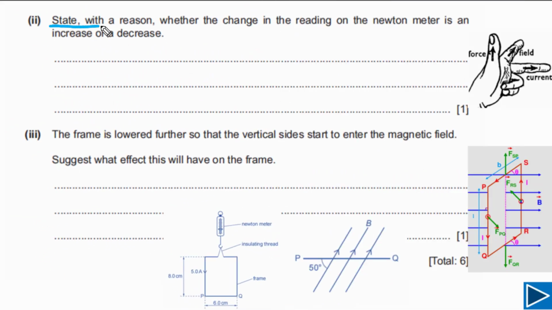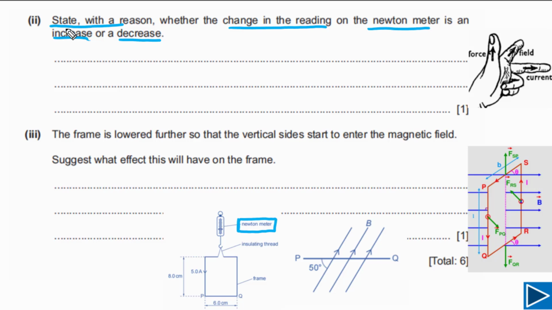For the second part, we need to state with a reason whether the change in the reading on the Newton meter is an increase or decrease. In the first part, it was given to us that the reading on the Newton meter changes by 1 millinewton. Now the question is asking us, is that change an increase or a decrease? And that's what we need to find out. So first of all, we need to state and then write down the reason for that. If we say increase, we have to state why. If we say it decreased, then also we need to give a reason for that.